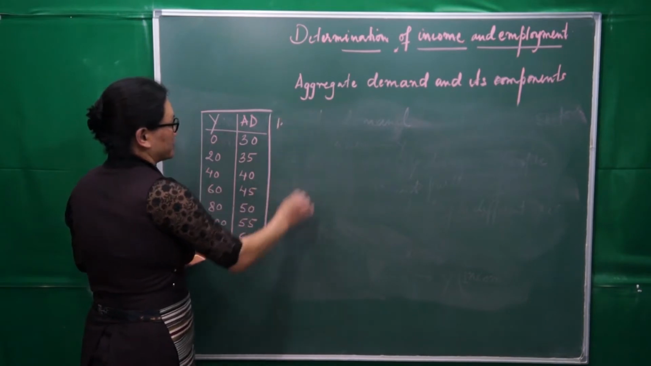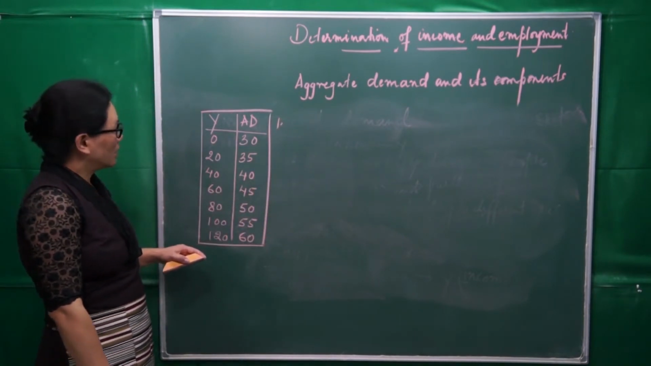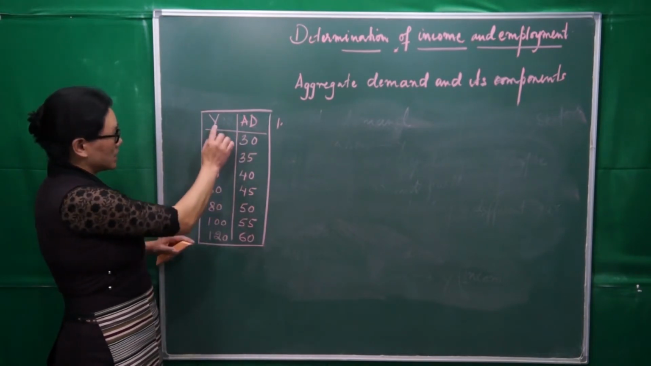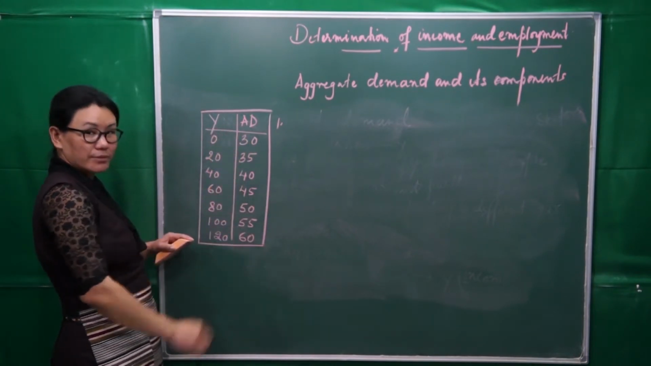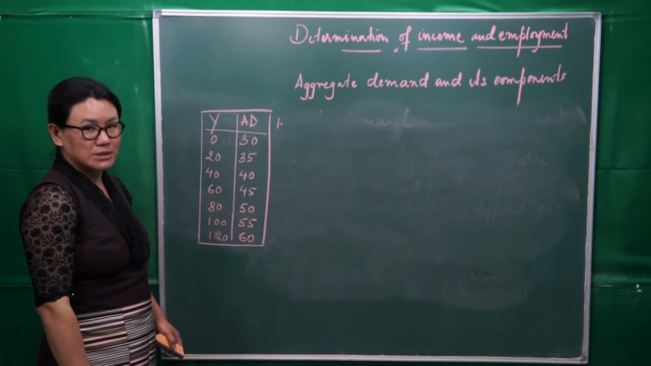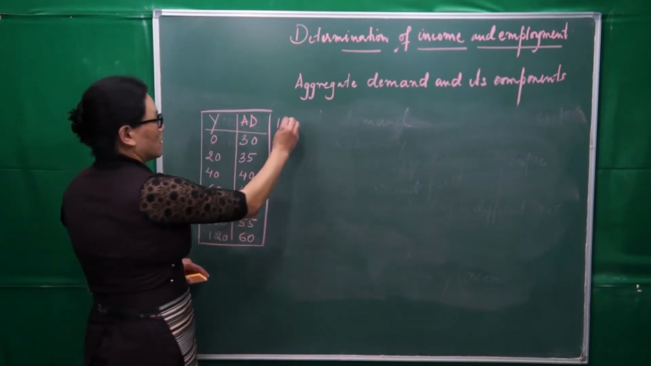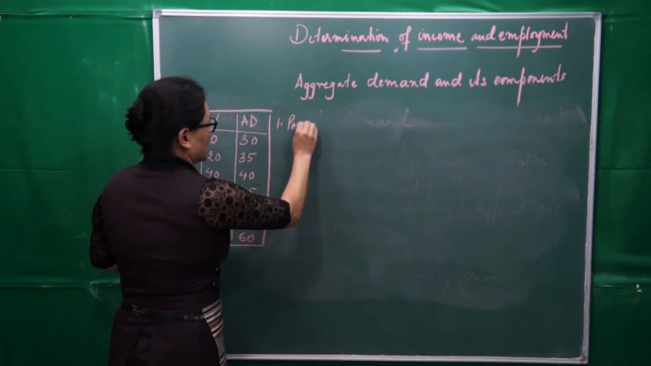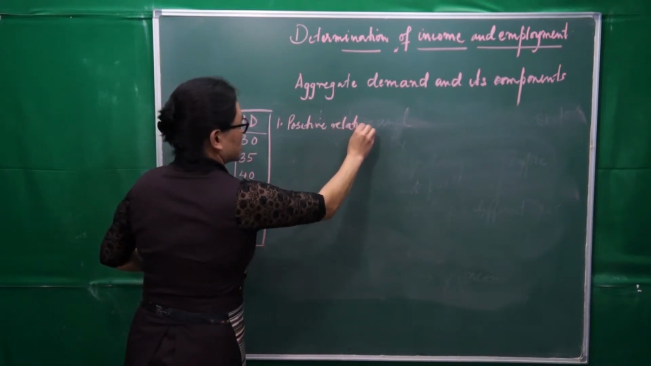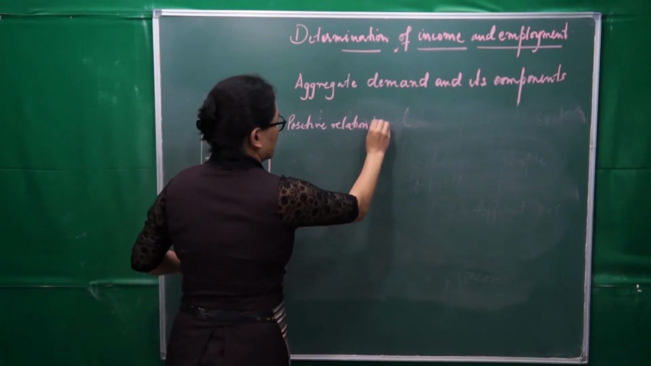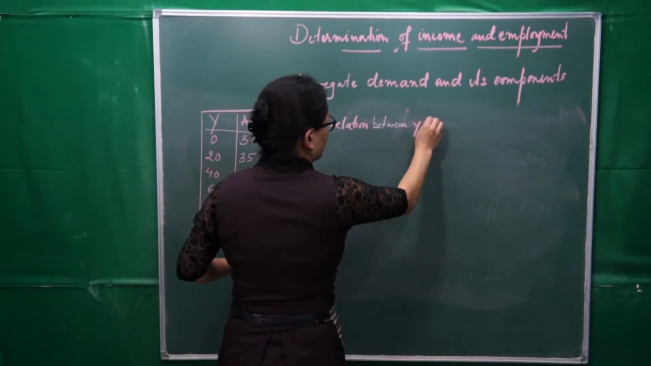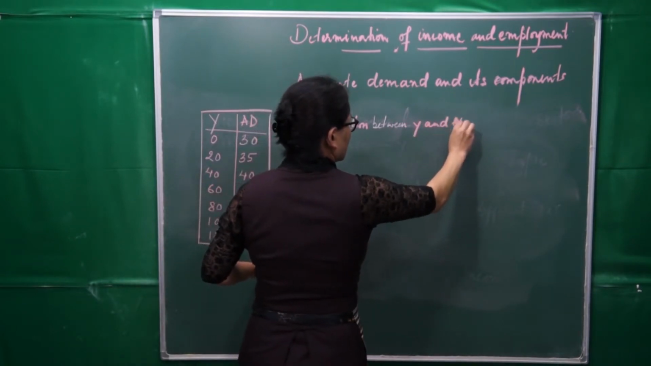First one. What is happening to these two? See here, income is increasing, right? As well as demand is also increasing. So we can say there is a positive relationship between income and AD.